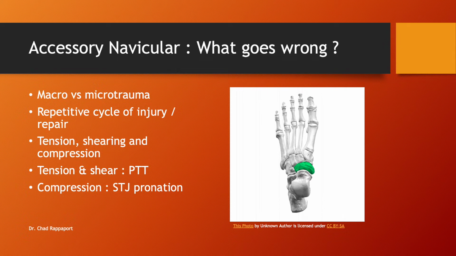The tension and shearing were attributable to the posterior tibial tendon, and more specifically, the line of pull of the posterior tibial tendon and its relation to the accessory bone, whereas compression pain was caused on the accessory navicular and the underlying synchondrosis with subtalar joint pronation.